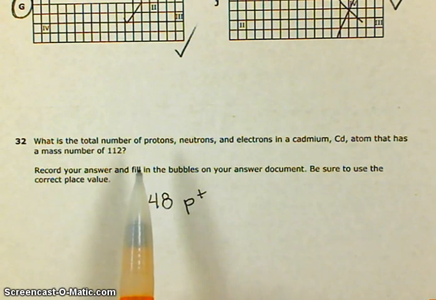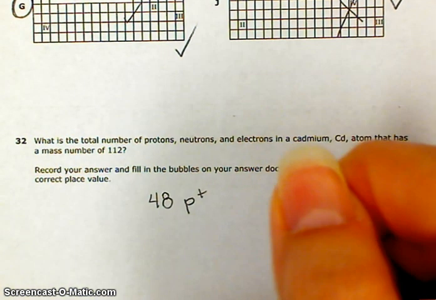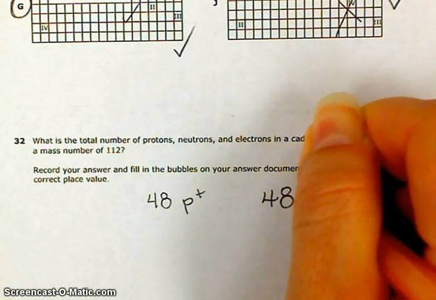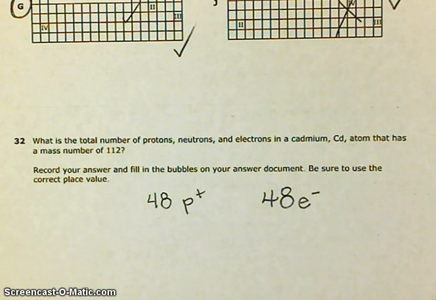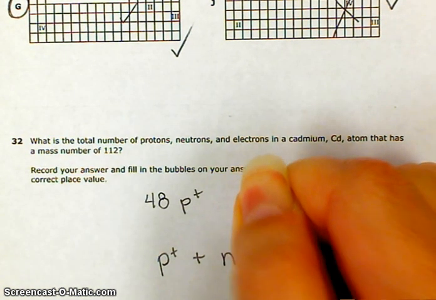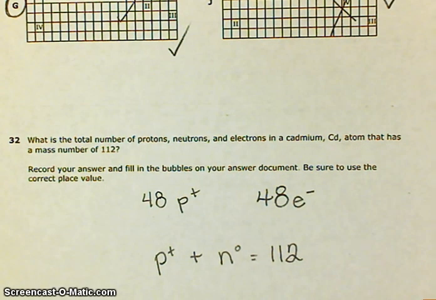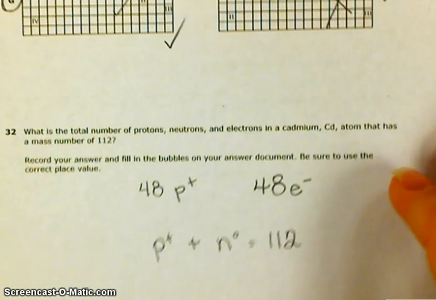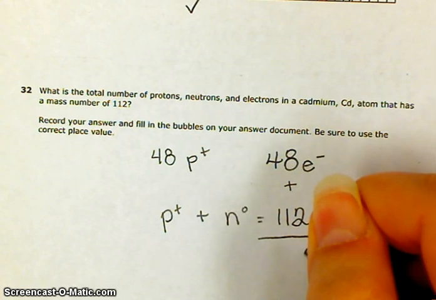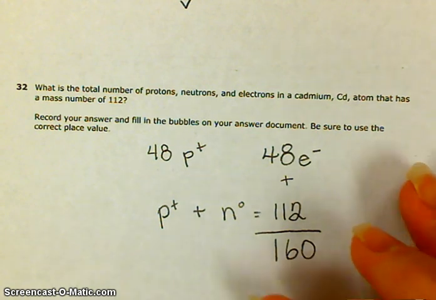Because it doesn't give you any information, you have to assume that this atom is neutral. So that means that it's also going to have 48 electrons. And it says it has a mass number of 112. Remember, protons and neutrons together give you your mass number. So protons and neutrons are 112, so I've already taken care of protons and neutrons, and really all I have to do is add the electrons to it. So 48 plus 112, let's see if I can do my math right. I get 160.